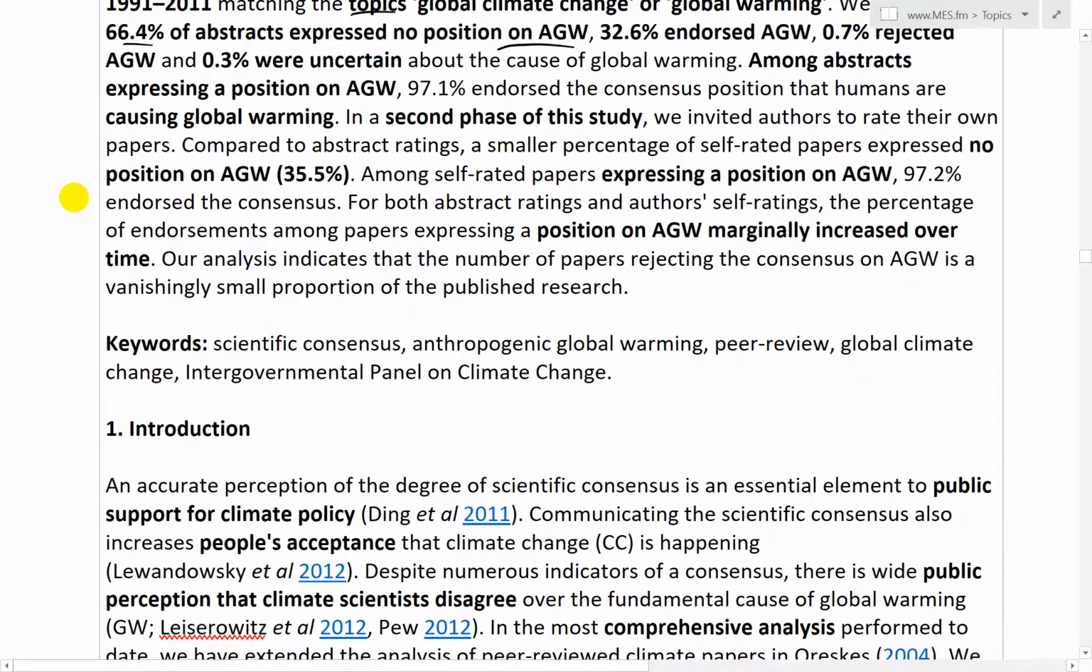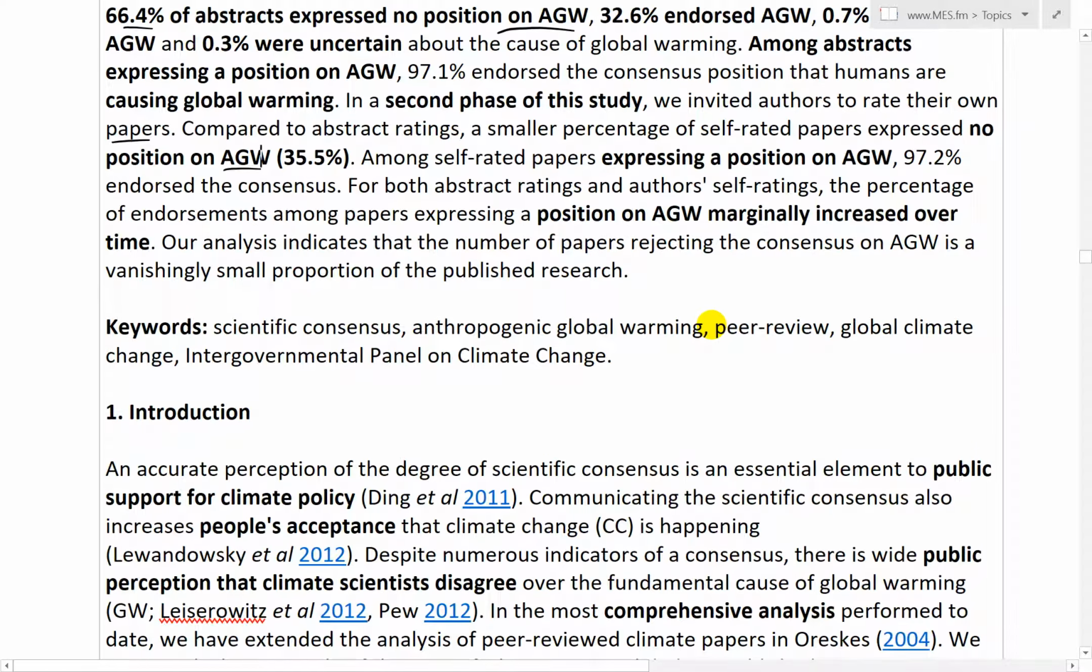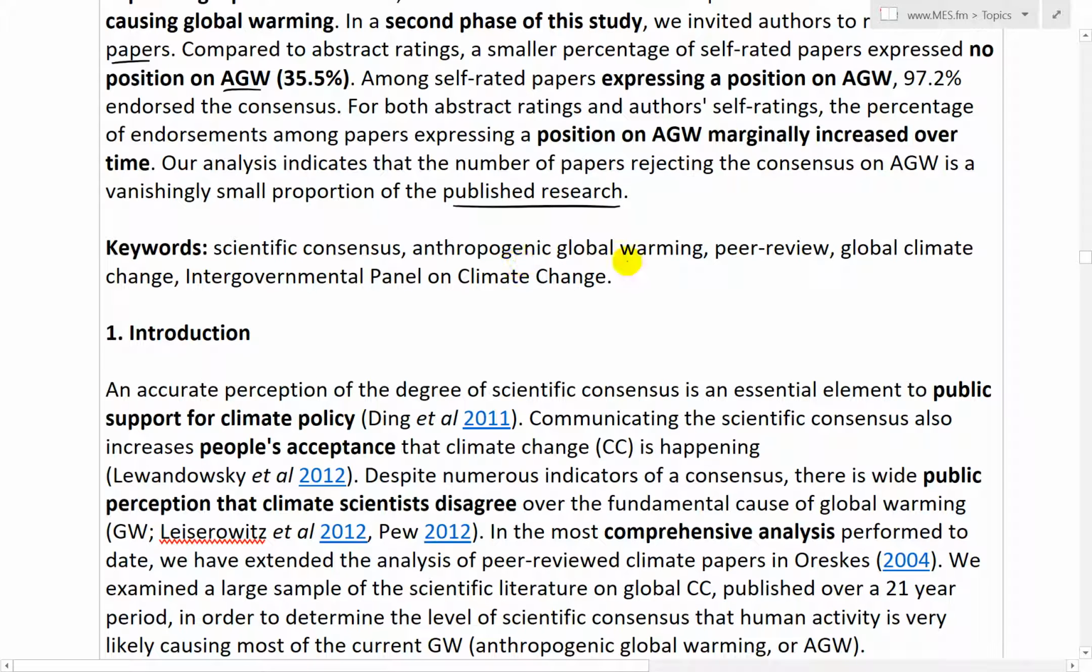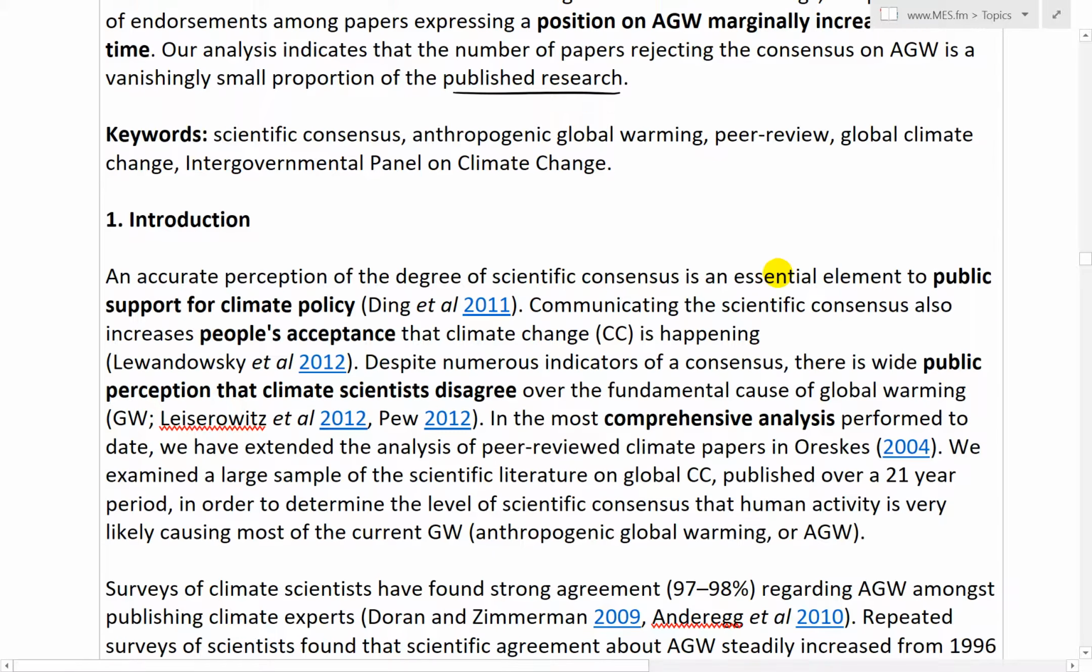In a second phase of the study, we invited authors to rate their own papers. Compared to abstract ratings, a smaller percentage of self-rated papers expressed no position on AGW, 35.5%. And among self-rated papers expressing a position on AGW, 97.2% endorse the consensus. Yeah, all these figures are just so, in my opinion, convoluted. They're just trying to get the highest figure number, in my opinion. For both abstract ratings and authors' self-ratings, the percentage of endorsements among papers expressing a position on AGW marginally increased over time. Our analysis indicates that the number of papers rejecting the consensus on AGW is a vanishingly small proportion of the published research. Keywords: scientific consensus, anthropogenic global warming, peer review, global climate change, Intergovernmental Panel on Climate Change.